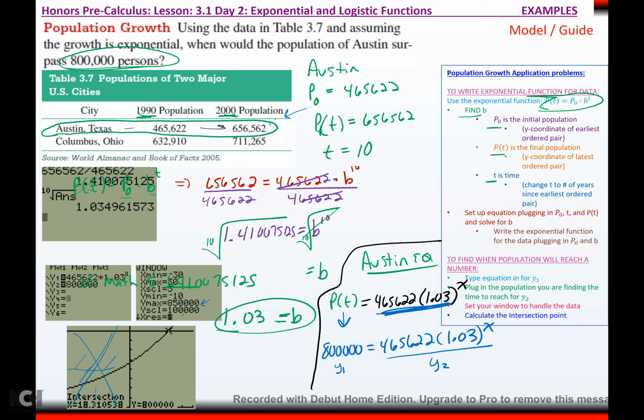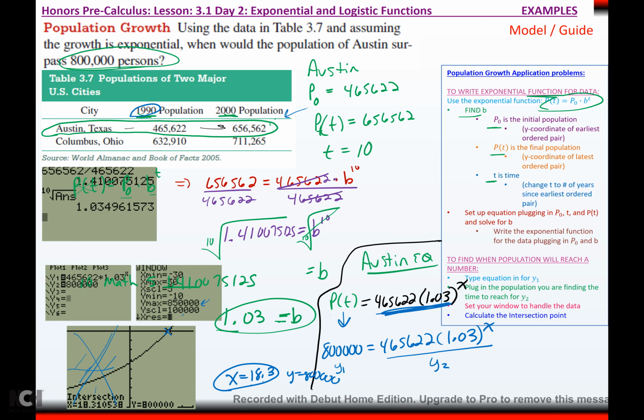So anyway, then you're going to calculate the intersection point, and your calculation gives you x equals 18.3 and y equals 800,000. And what that means is in 18.3 years, the population of Austin should surpass 800,000. Now, it didn't say how long is it going to take, it actually asked you when, so they're wanting a year.